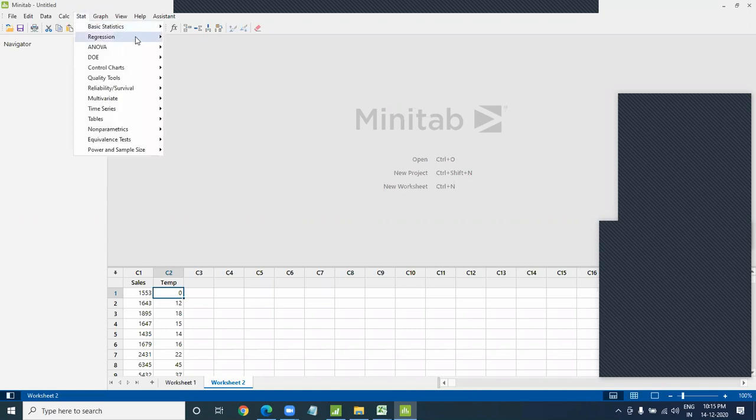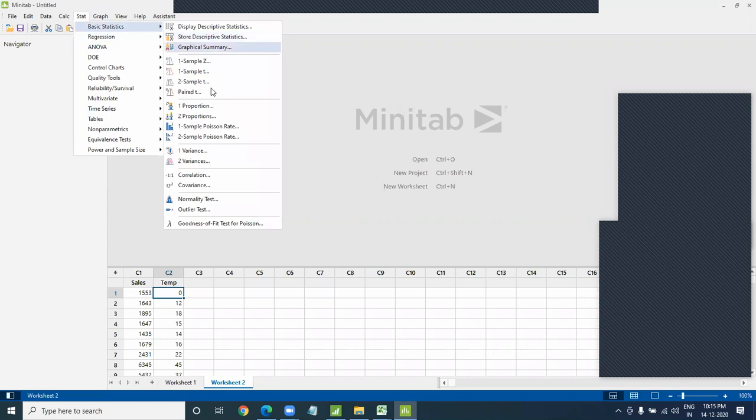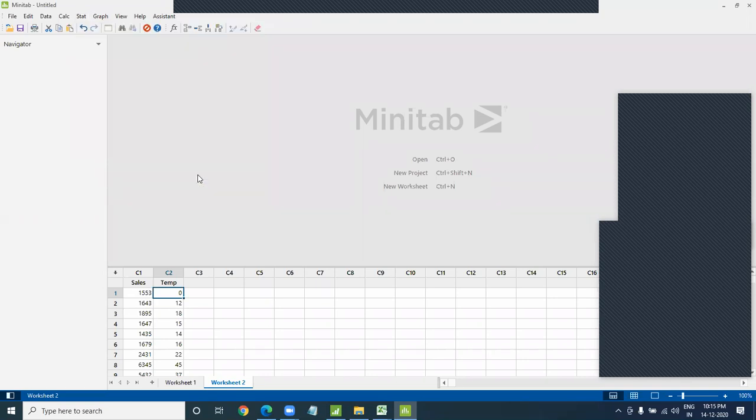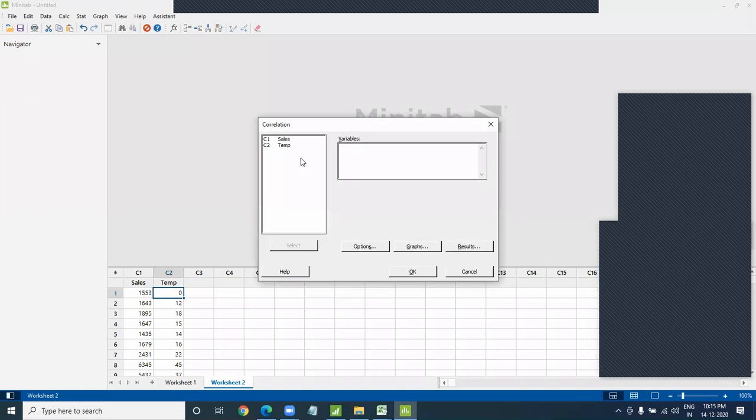Stats, basic statistics, and we go down to correlation. I click on correlation. Normally, you have been seeing a different box for X and a different box for Y. In correlation, you get a single box. Ideally, what you should do is put X first and then the Y.